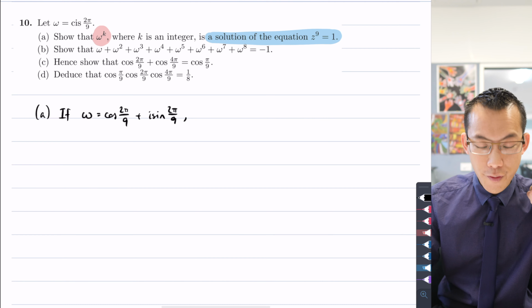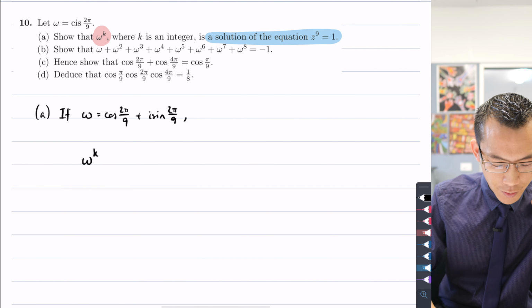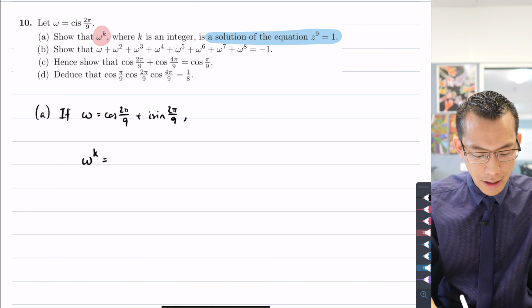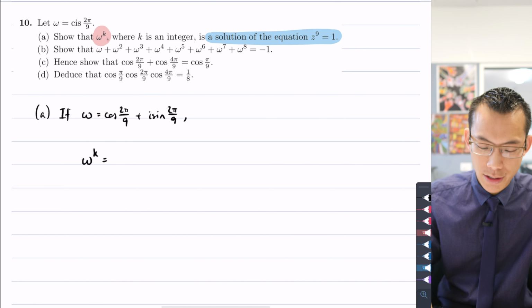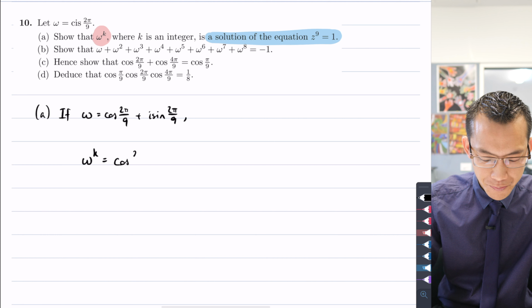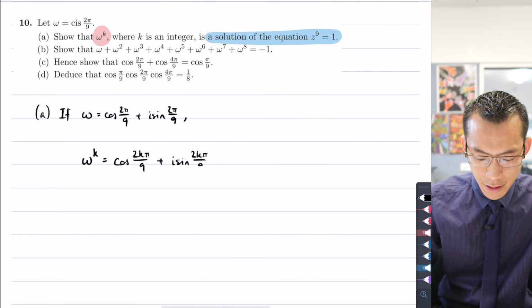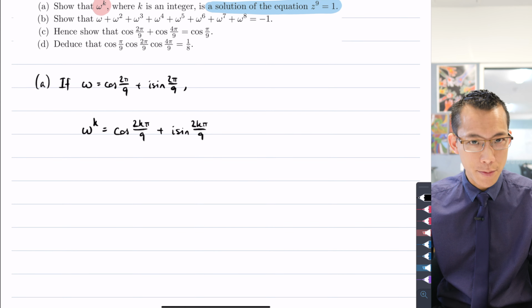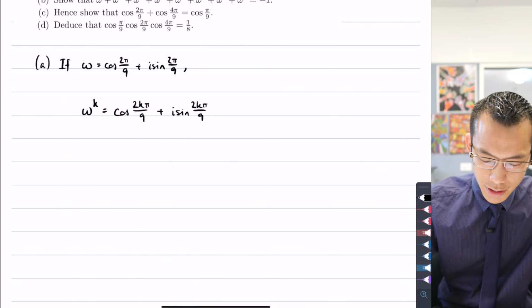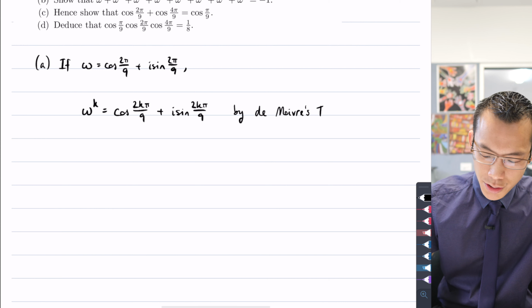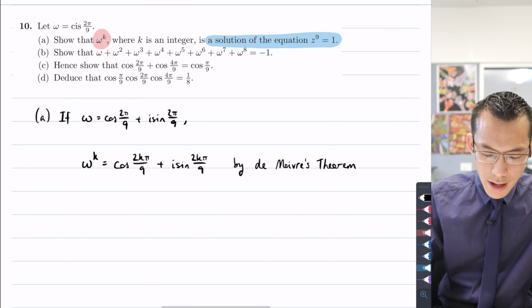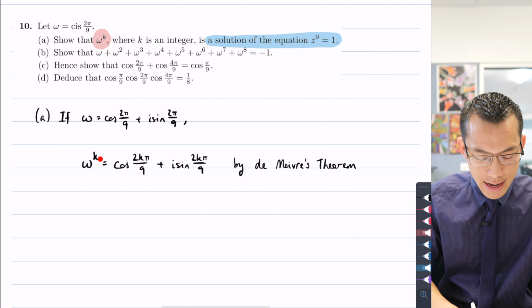So I'm going to say, if this is omega, then omega to the power of k is going to be equal to, you recall that this raising to a power multiplies these two arguments here by whatever power we raise to. So I'm going to write that as cos 2k pi on 9, that's probably the most natural way to write it, plus i sin 2k pi on 9, and this doesn't come out of thin air, it comes by De Moivre's theorem, so I should quote that, right? So I'm going to say by De Moivre's theorem.